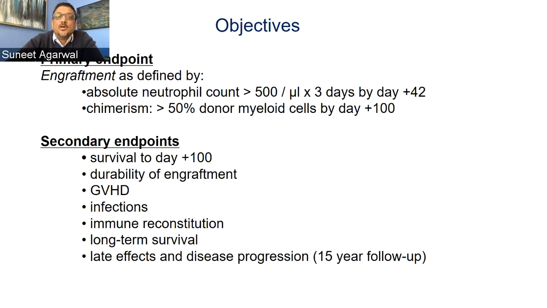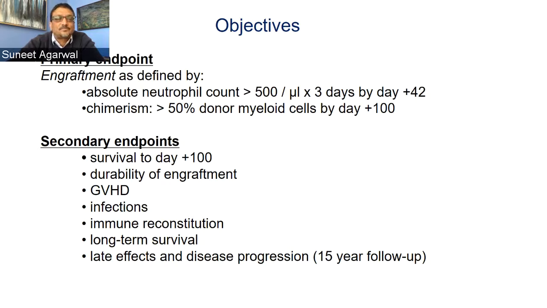So the objectives were, as a primary endpoint, to show engraftment as defined by an absolute neutrophil count recovered to greater than 500 per microliter for 3 days by day 42, and that it should be primarily donor cells by day 100. And we aim to track several secondary endpoints: short-term survival, durability of myeloid engraftment, GVHD, infections, immune reconstitution, and then ultimately to have long-term follow-up both for survival and late effects, and to track what actually happens to those other non-hematopoietic comorbidities, whether successful or failing through this transplant regimen.